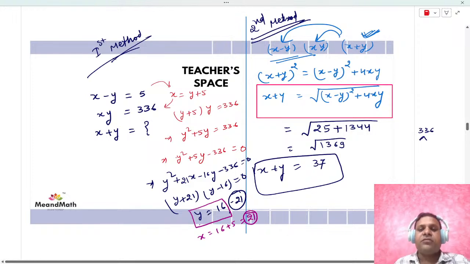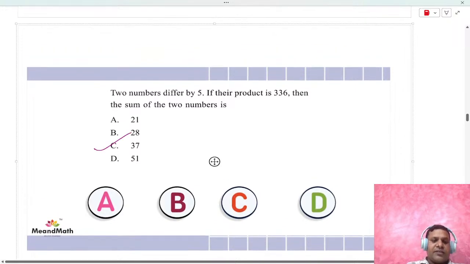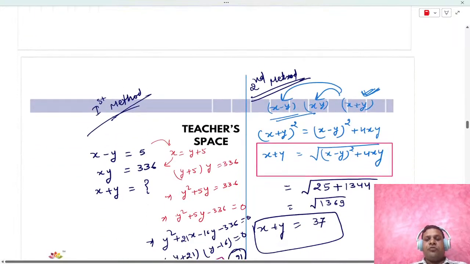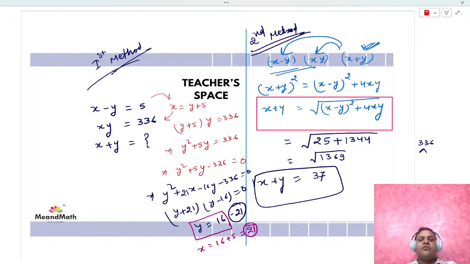So from both methods, you will get the answer 37. Where is the 37? Yes, C option is the correct answer. So there are two methods. I have explained all the methods. You can choose in the exams which method is suitable to you. No need to do both methods. Both methods are correct. You can choose any one. Okay. Let's move for the next. Or you want to take 2 minutes to copy it?